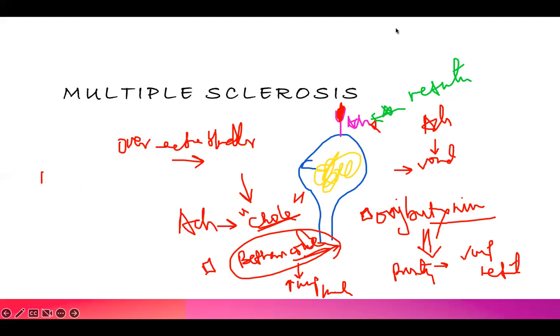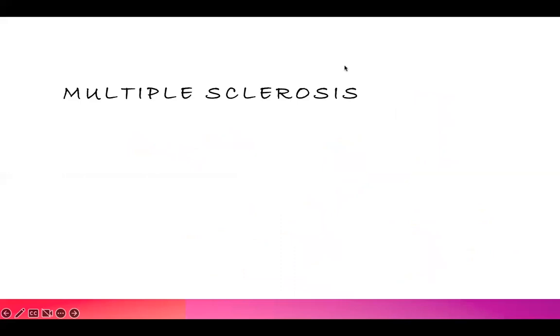Another symptom that is classic for multiple sclerosis is, because of all the symptoms they have to undergo, they have depression. They go into depression. And so they will need an SSRI.